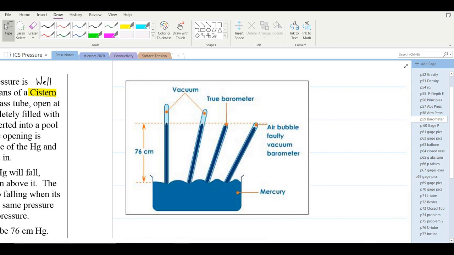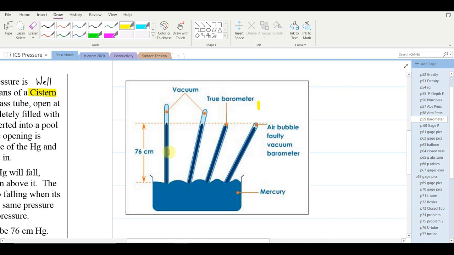So, take a glass tube that's open at one end and closed at the other. Fill it with mercury to the very top, no air. Put your finger over the open end, make sure you're wearing a glove. Carefully put the open end that's covered with your finger into the pool of mercury and then raise it upright, kind of like this. Then remove your finger and allow the mercury to fall.